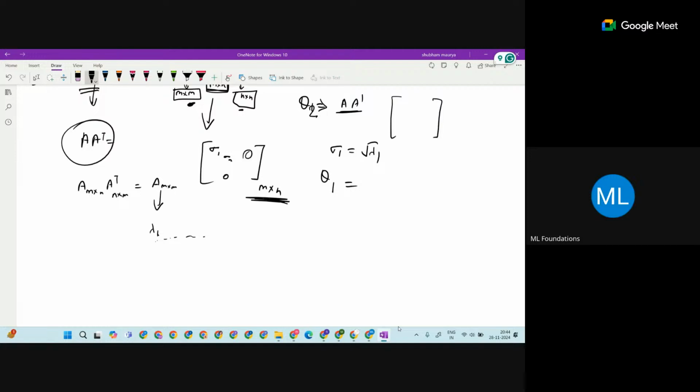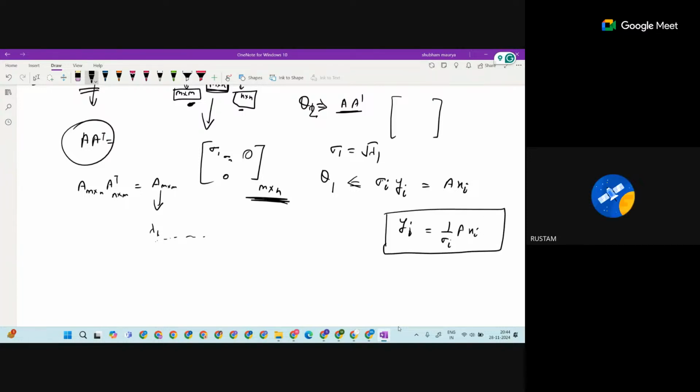Sigma i, yi equal to sigma i, xi, A xi, any matrix A xi. Yes, A times xi. Finally, yi is equal to 1 upon sigma i, A xi.